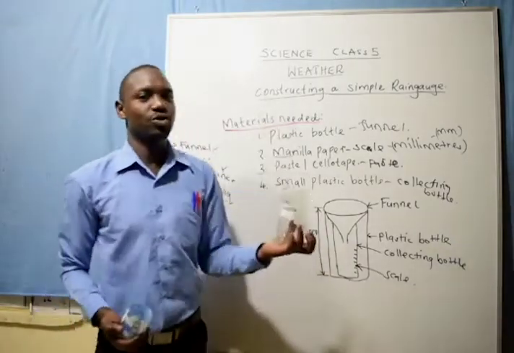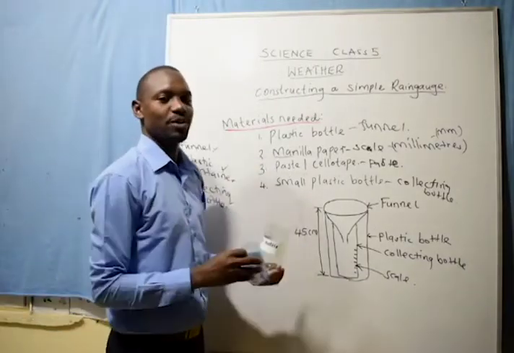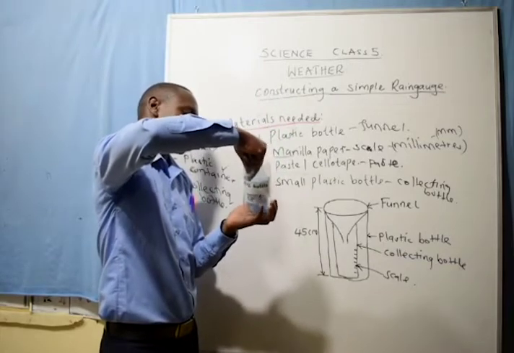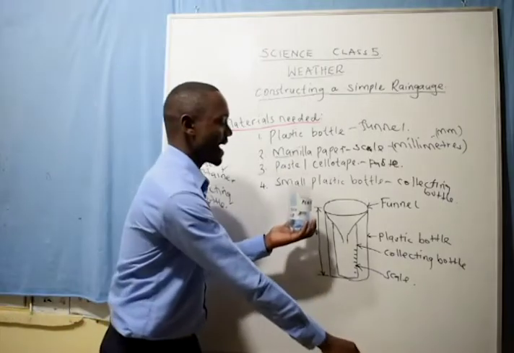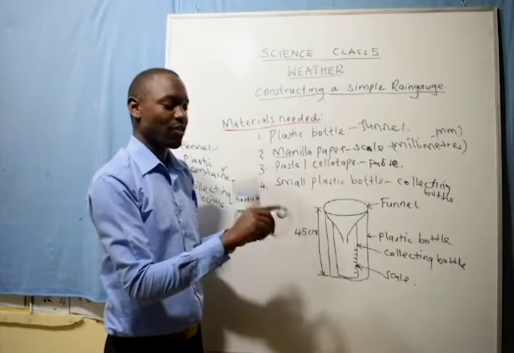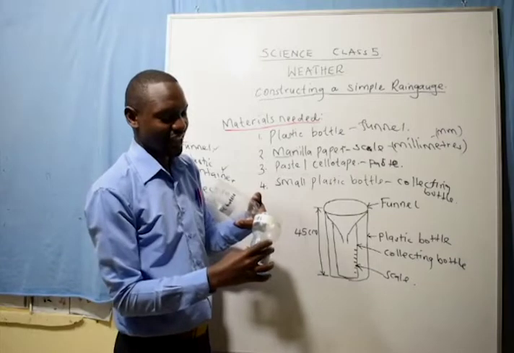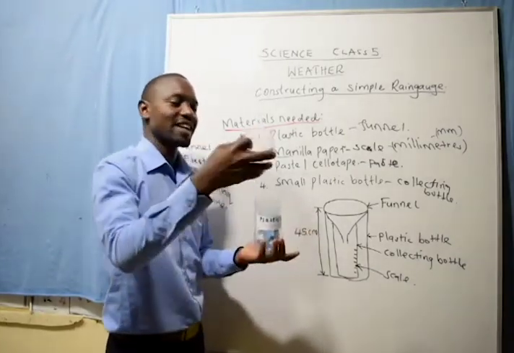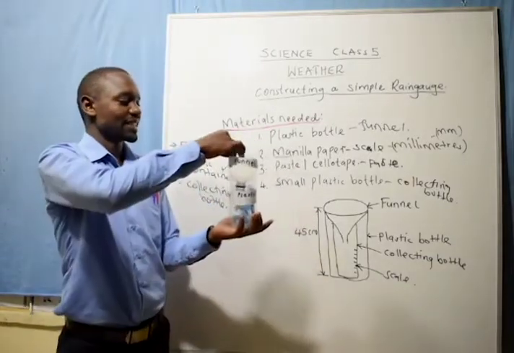Take the plastic bottle with you, place it gently on the ground. Take the small collecting bottle and place it inside the plastic bottle. So that is how you do it. Then from there, take your funnel. Make sure that the mouth of the funnel gets inside the collecting bottle. Because your collecting bottle is inside, this is your funnel, place it inside. And now that is a rain gauge.